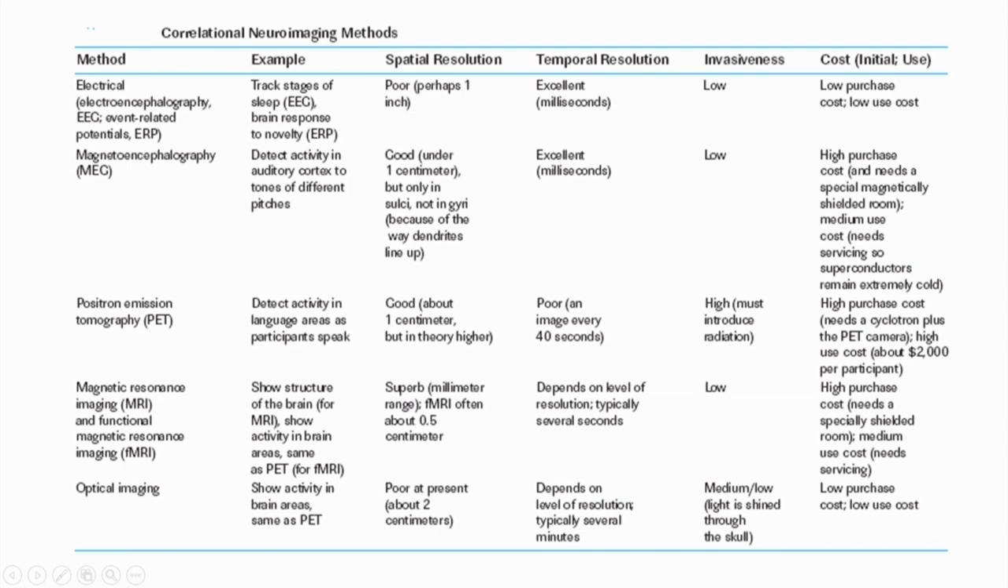The spatial resolution at present is very poor, and the temporal resolution depends on the level of resolution; it takes several minutes to form an image. The invasiveness is generally medium to low, as lasers are focused onto your brain. So, it has some level of invasiveness, but not too high. The cost of purchase is very low, but the temporal and spatial resolution is not appropriate. One example is fNIRS, a functional optical imaging suite which is available these days.